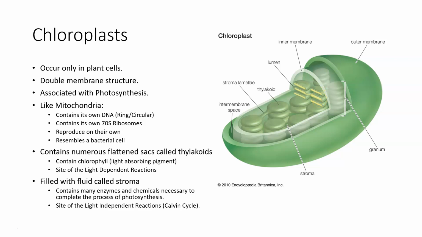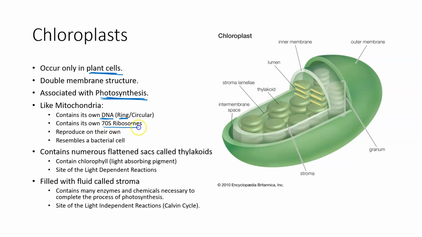These chloroplasts only occur in plant cells. These are the sites of photosynthesis. Animal cells aren't associated with chloroplasts because we don't photosynthesize. But like mitochondria, the chloroplasts contain their own DNA. It is in the form of a ring, just like bacterial DNA.